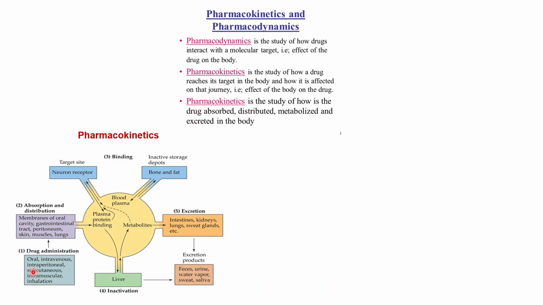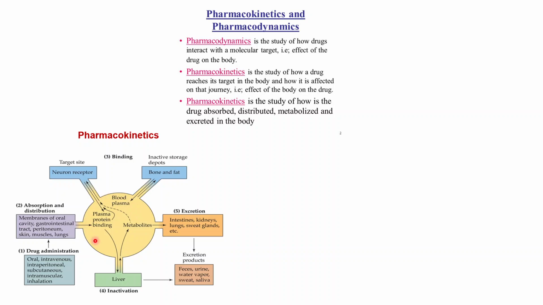So the first step is the drug administration. The drug administration can be oral, intravenous, intraperitoneal, subcutaneous, intramuscular or inhalation. Followed by the absorption and distribution, it can be via membranes of the oral cavity, gastrointestinal tract, peritoneum, skin, muscle and lungs. Then after the absorption and distribution, the drug goes to the systemic distribution in the plasma, with protein binding, such as binding to the target site, that is the neuron receptor, and inactive storage deposits like bone and fat. The drug can get deposited in the bone and fat also.